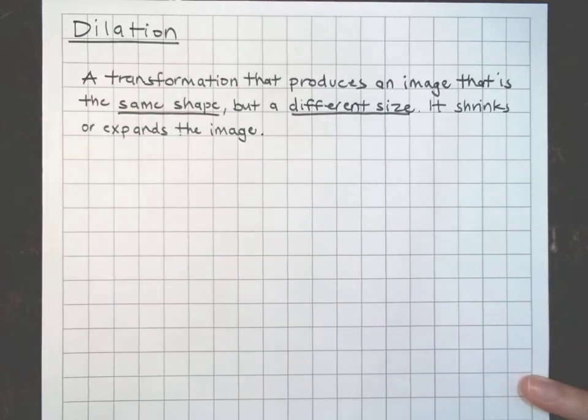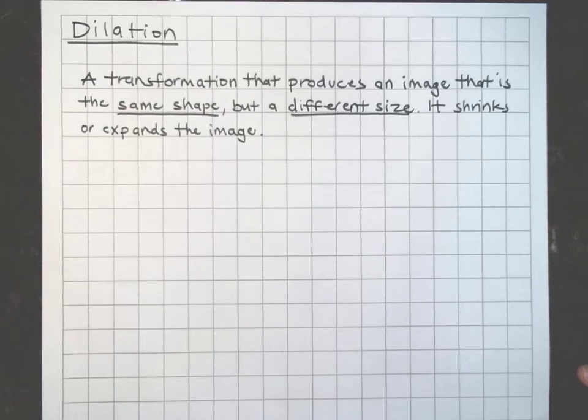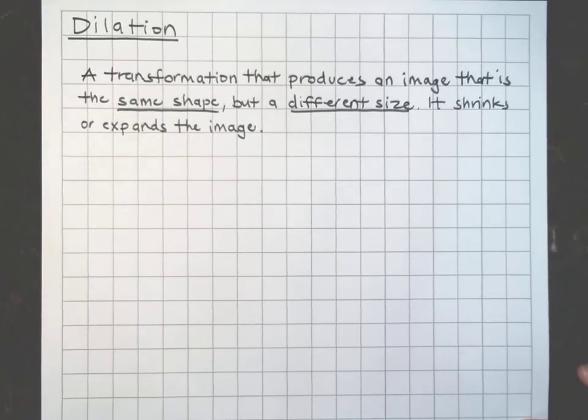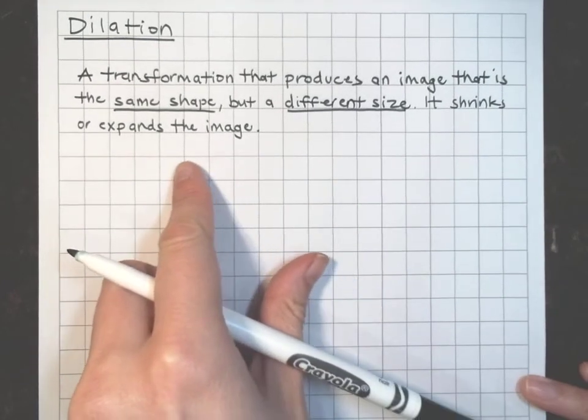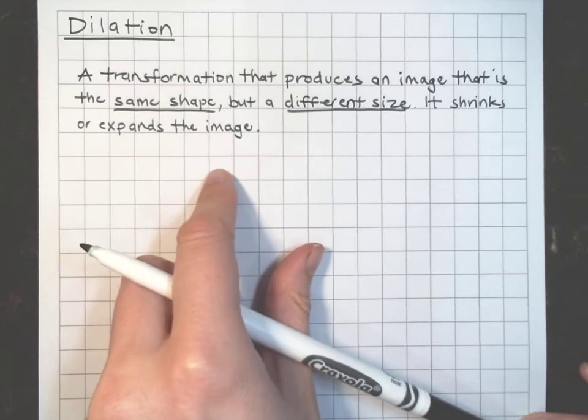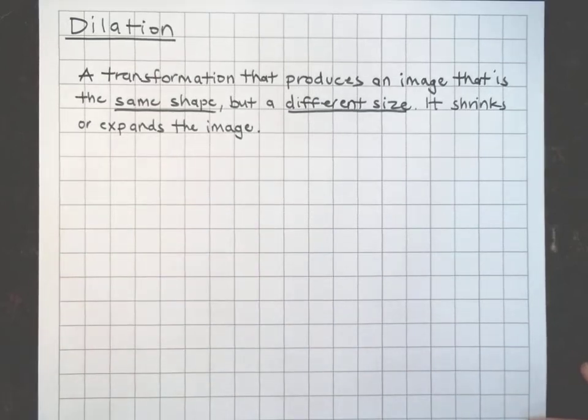So we've talked about three other transformations. Remember, we did reflections, translations, and rotations. In those transformations, the size and shape did not change, just the placement. Remember, it flipped, or it slid, or it turned. Now, this one's different because the size is going to change, whereas with the other ones, the size did not change.